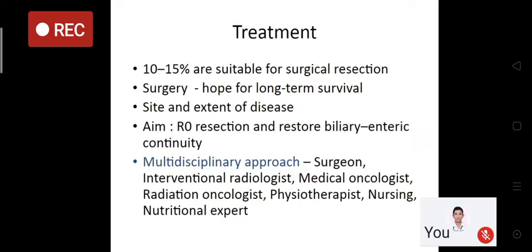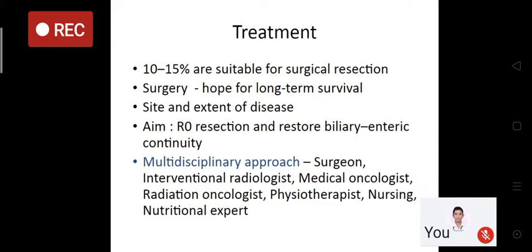So treatment, majority of the time, is surgical resection only, because this is the only modality which is associated with long-term survival. And of course, it depends on the site and extent of disease.